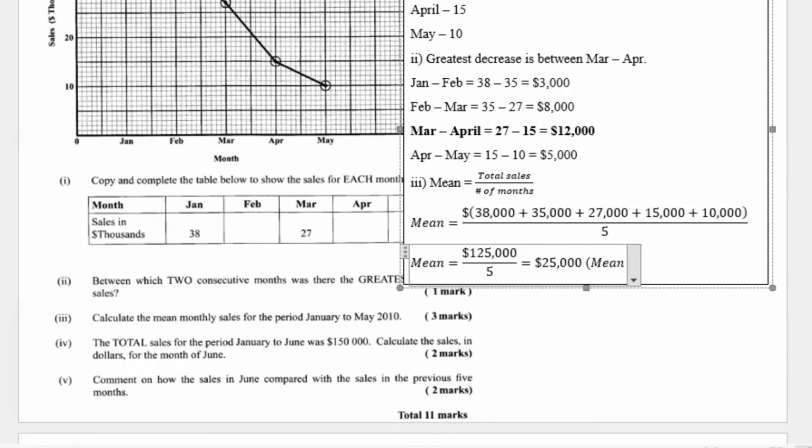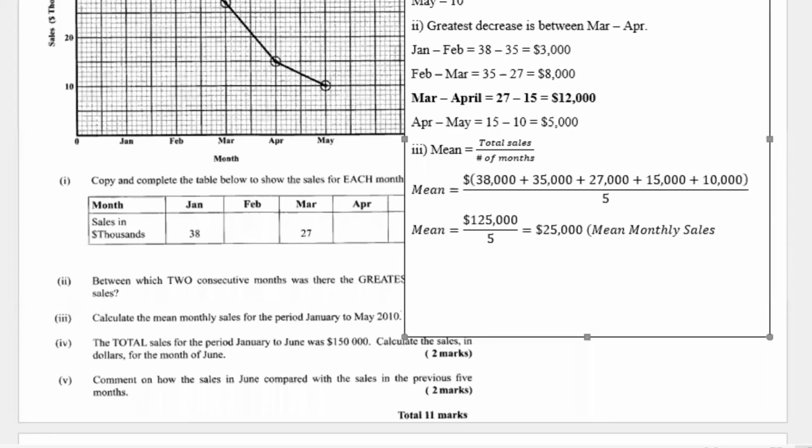So this is mean monthly sales. So that is it for part 3. So that is our mean monthly sales. So now we can go on to part 4.